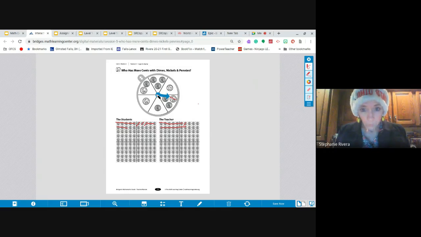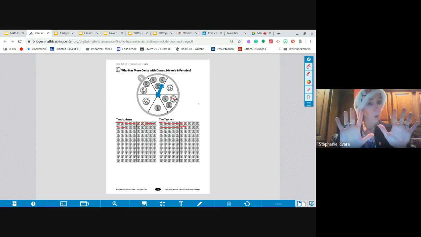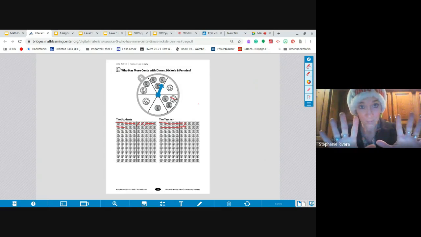All right. Spin that one again. And we have 3 pennies. Okay, you get the hang of it. So when you spin the spinner and it's a penny, you're going to mark off 1. If you spin the spinner and it's a nickel, you're going to mark off 5. And if you spin the spinner and you roll the dime, you're going to mark off 10.